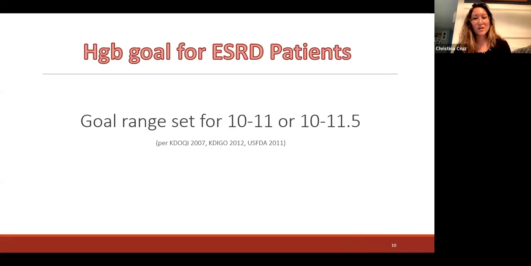Hemoglobin goal for ESRD patients. The goal range is set for 10 to 11 or 10 to 11.5 per KDOQI or KDIGO guidelines. For those of you who have not heard these acronyms, KDOQI, which stands for Kidney Dialysis Outcome Quality Initiatives, is a program of the National Kidney Foundation that developed and implements evidence-based clinical practice guidelines for kidney disease. KDIGO stands for Kidney Disease Improving Global Outcomes, is a global nonprofit organization that focuses on developing and implementing evidence-based guidelines for kidney disease. So a lot of times you'll see KDIGO or KDOQI referenced.